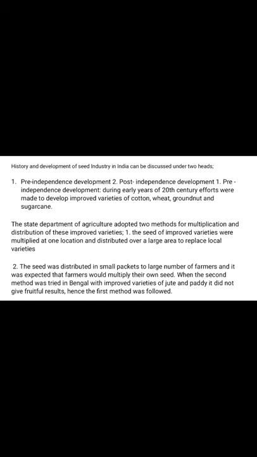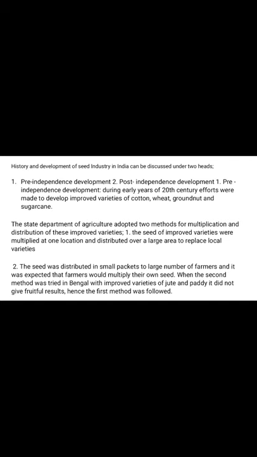During the early years of the 20th century, efforts were made to develop improved varieties of cotton, wheat, groundnut and sugarcane. The State Department of Agriculture adopted two methods for multiplication and distribution of these improved varieties. First, the seed of improved varieties was multiplied at one location and distributed over a large area to replace local varieties. Second, the seed was distributed in small packets to a large number of farmers. It was expected that farmers would multiply their own seed.